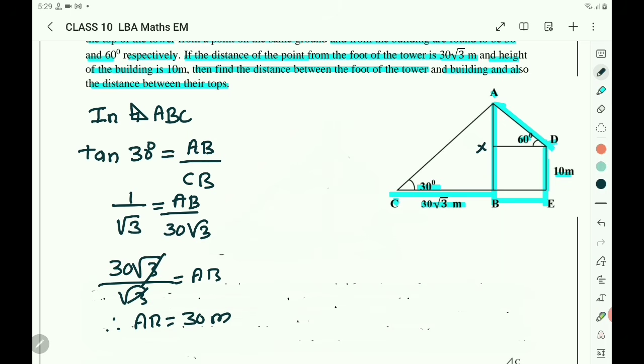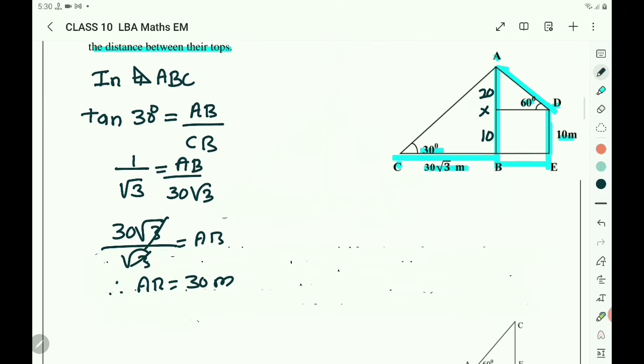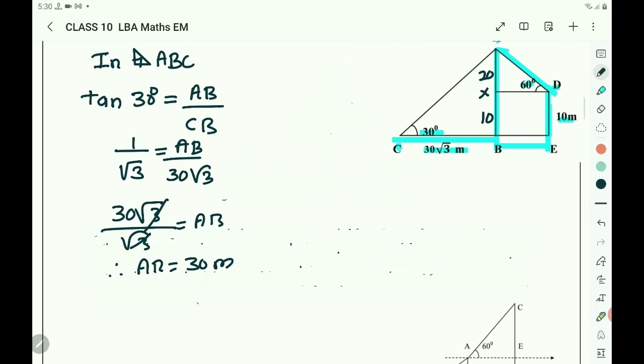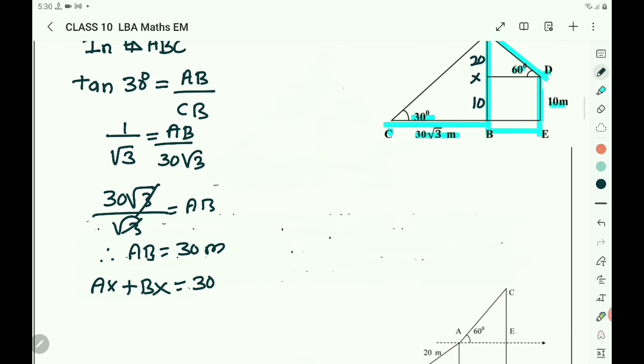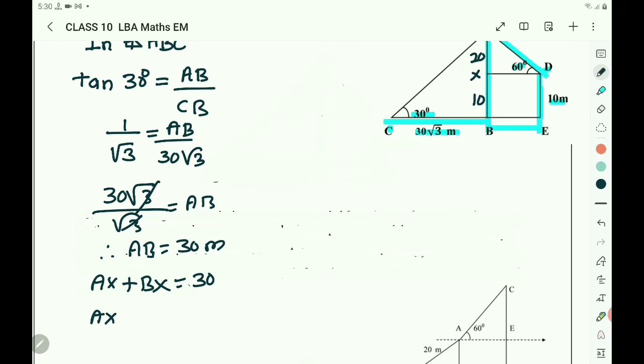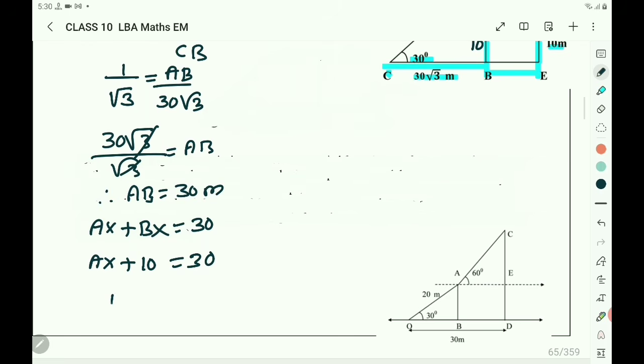Consider a point X. Then what is BX? BX is 10. Then 30 minus 10, this AX is equal to what? 20. Now you write AB is equal to 30. AB means AX plus BX equals 30. Then AX plus 10 equals 30. You get AX equals 30 minus 10, which is equal to 20 meter.